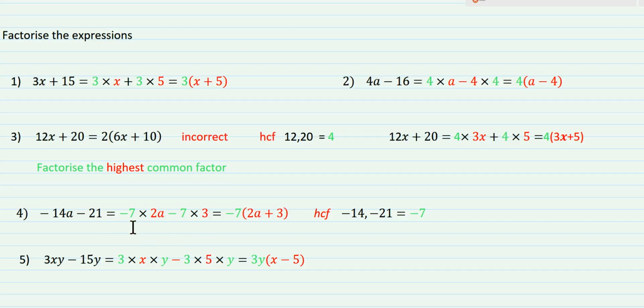Now you can see again, minus 7 is common to both of the terms, this term and this term. So you put the minus 7 outside. Then what's left here is 2a, so you open bracket, you put 2a here, and what's left here is a 3, plus 3, close bracket. So it's minus 7 open 2a plus 3. So the highest common factor of minus 14 and minus 21 is actually minus 7. So you put the minus 7 outside the bracket.